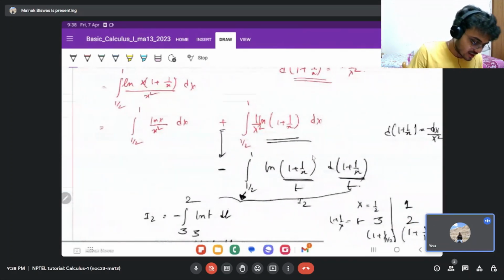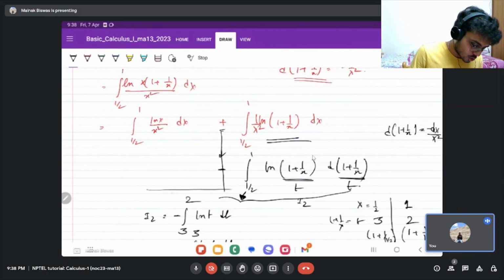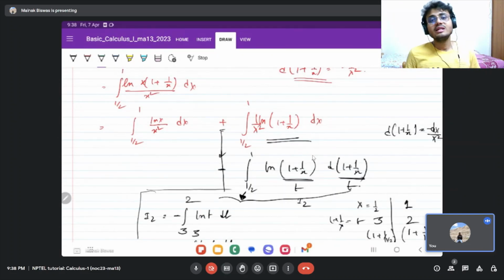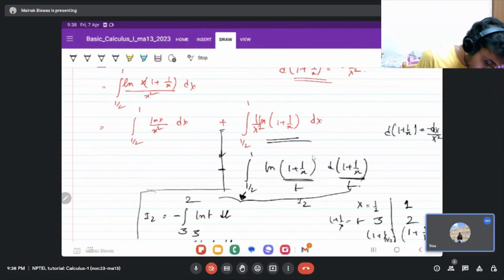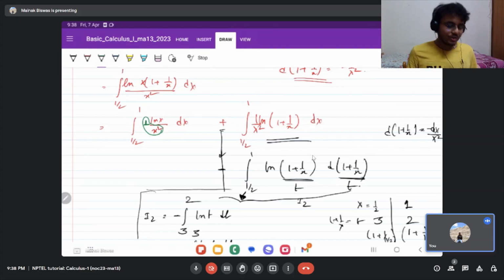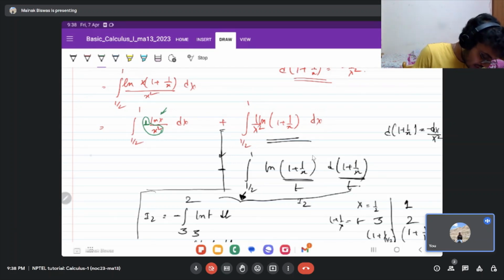The second integral is rather simple. You should instantly see and understand that this is an integration by parts question. Why? Because if you integrate 1 over x square, you get negative 1 over x, but in this case you have a log x. So when you multiply those two, you will have a polynomial in the denominator, and you will in turn use the direct x to the power n integral rule. So you will integrate this and differentiate this.